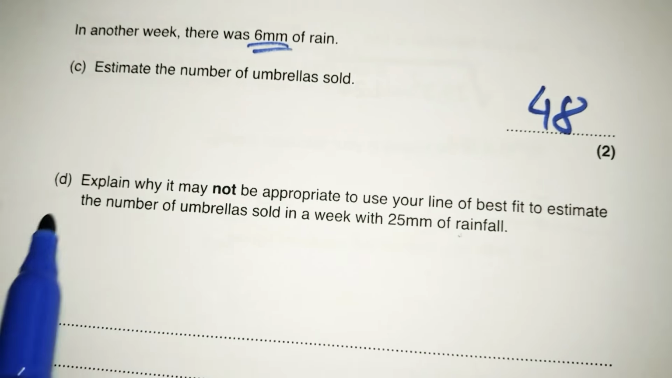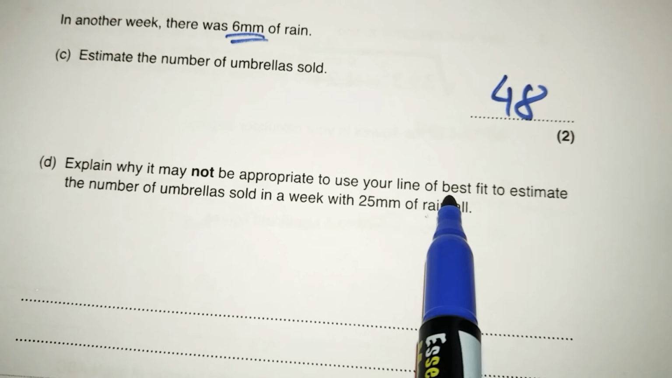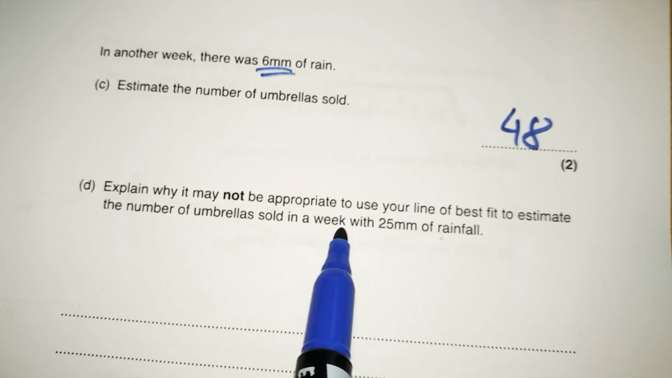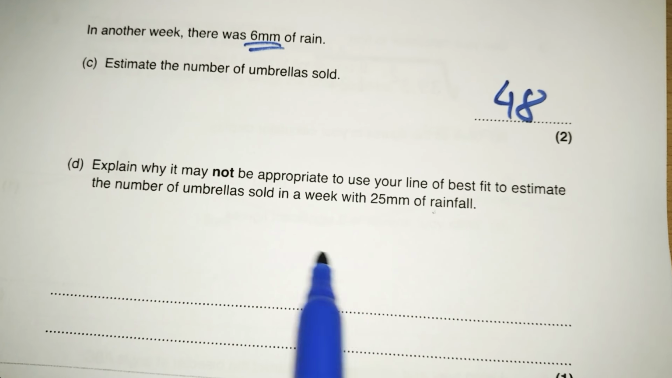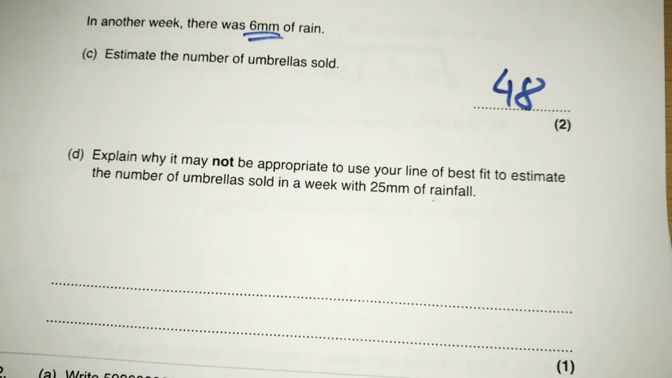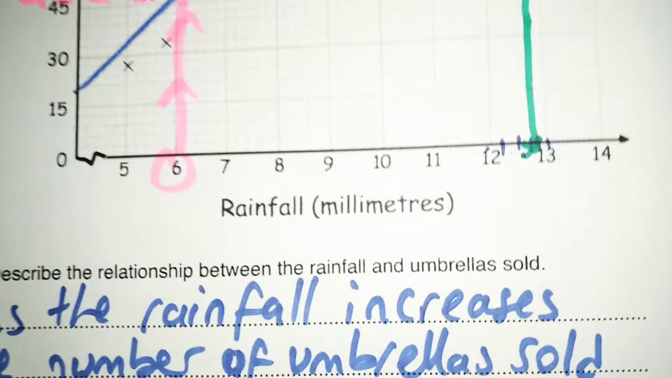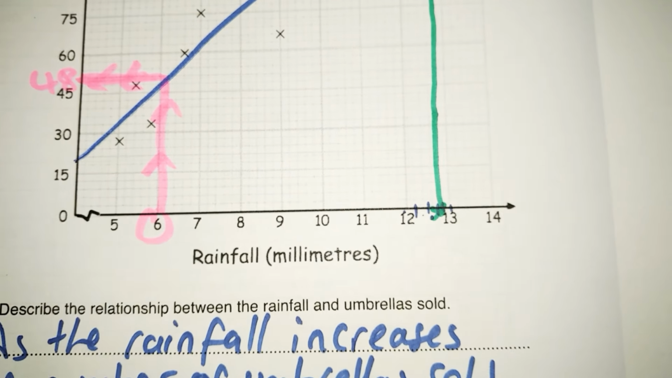And then explain why it may not be appropriate to use the line of best fit to estimate the number of umbrellas sold in a week with 25 millimeters of rainfall. So in this question, it is beyond the range of the data. As you see, we do not have 25 millimeters of rain here. So this is not in line with our range.